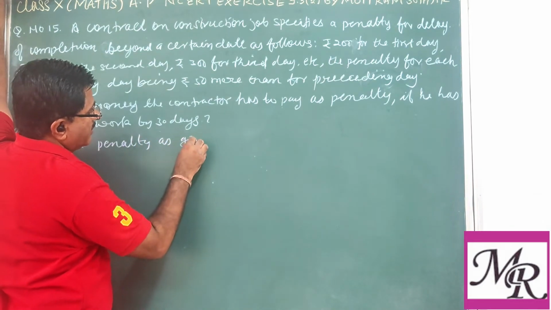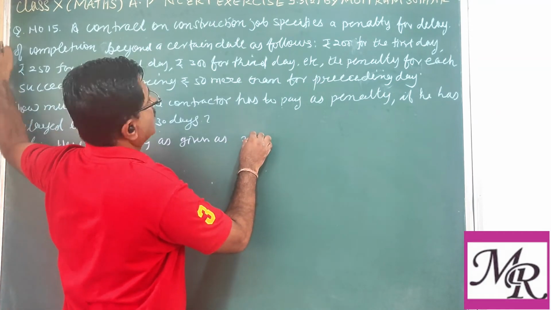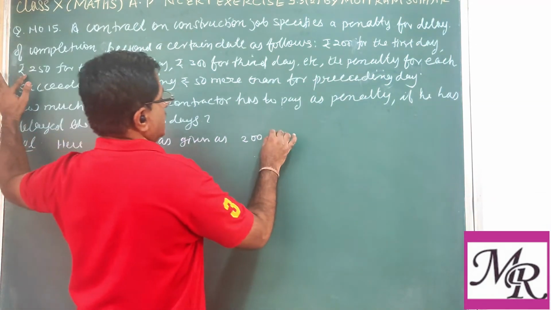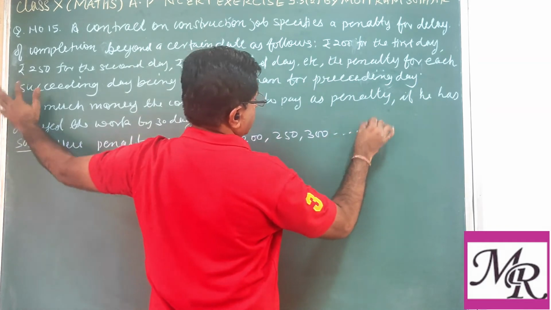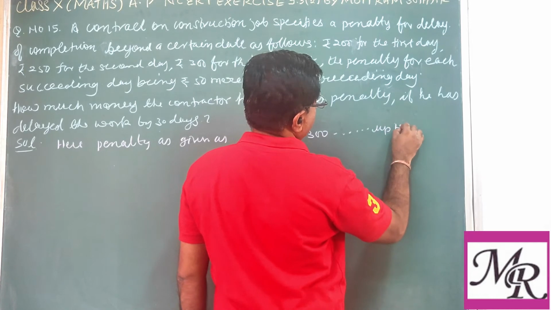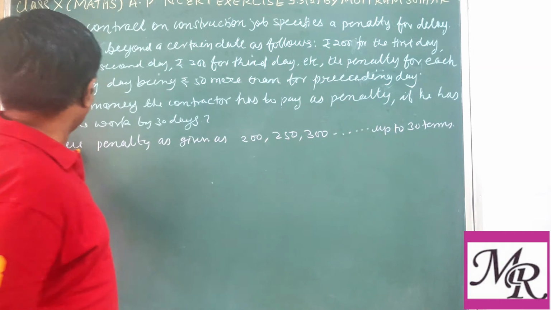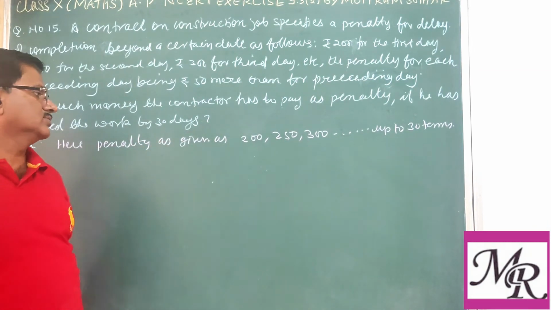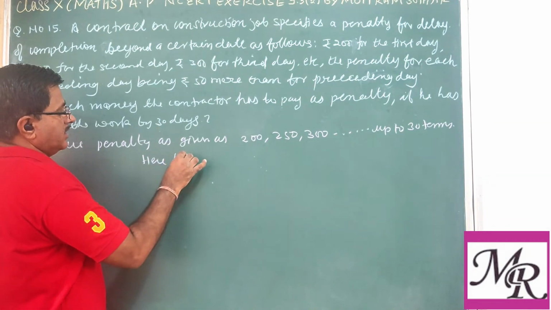The first day it is 200 rupees, second day 250, then third day 300 and so on, up to 30 terms. Why do we take 30 terms? Because the work is completed 30 days after the given date. So there are 30 terms.